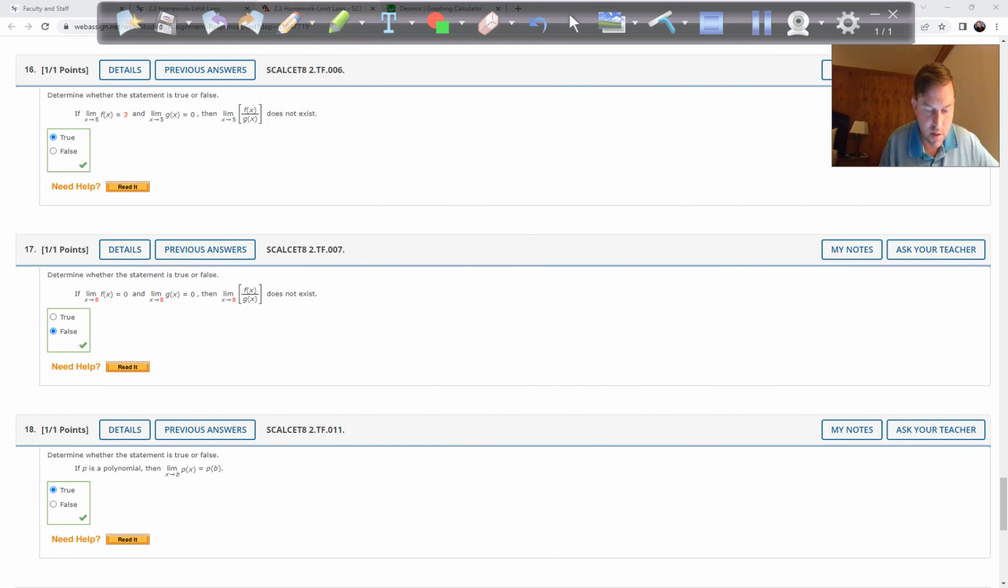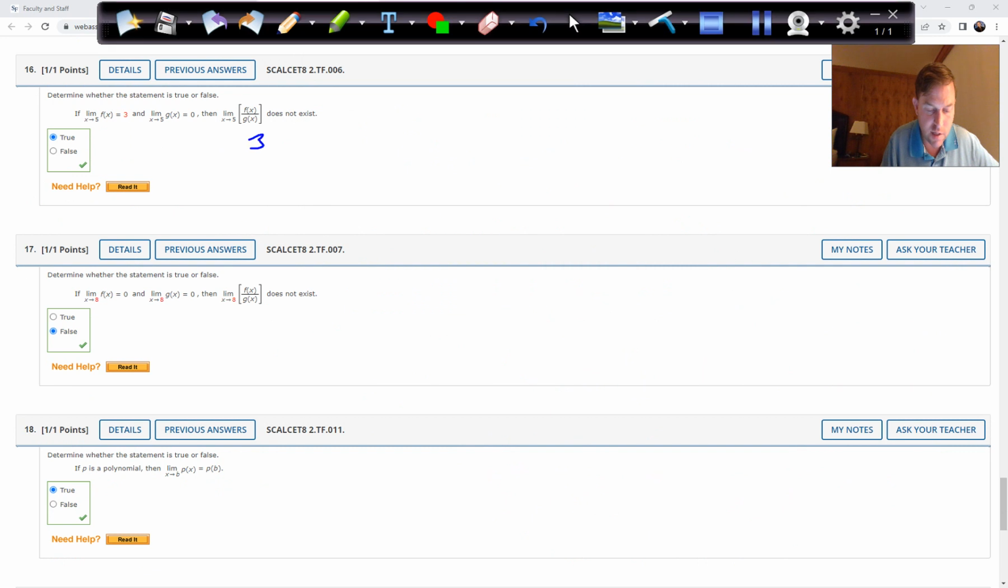So it says we've got the limit of two functions being divided, and one of them is 3 and one of them is 0, and it happens to be that the 3 is on top and the 0 is on bottom, so this does not exist, which is what they said. That's true. Okay, in problem 17 it says we've got f of x approaches 0 as x approaches 8, g of x approaches 0 as x approaches 8, then the limit does not exist of those two being divided.